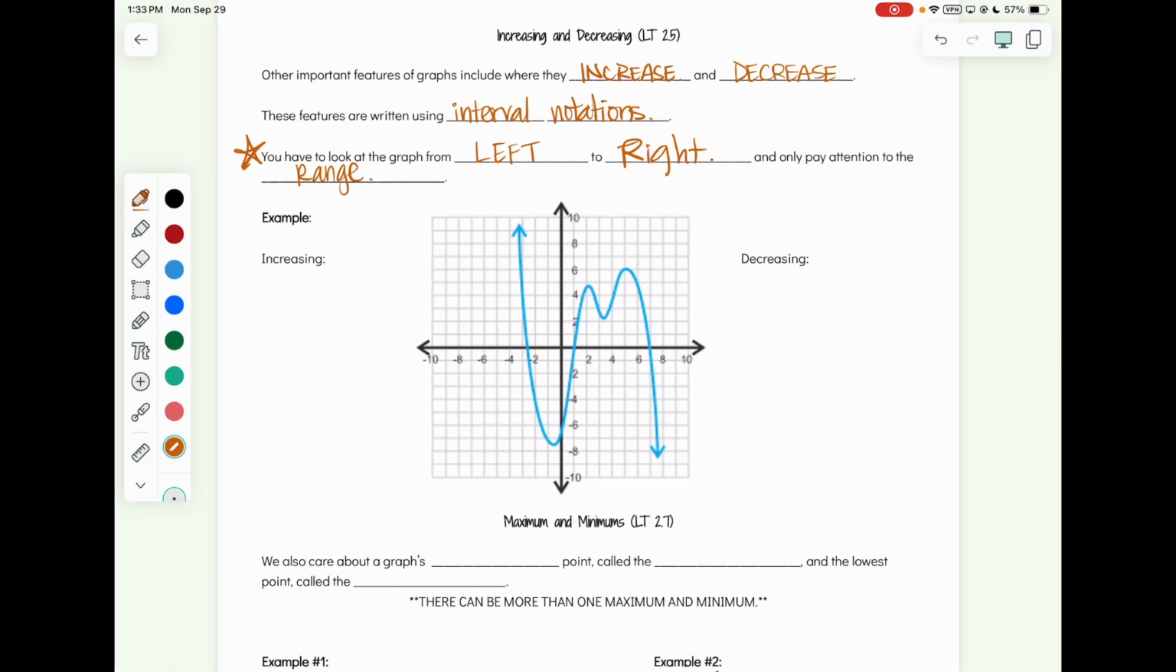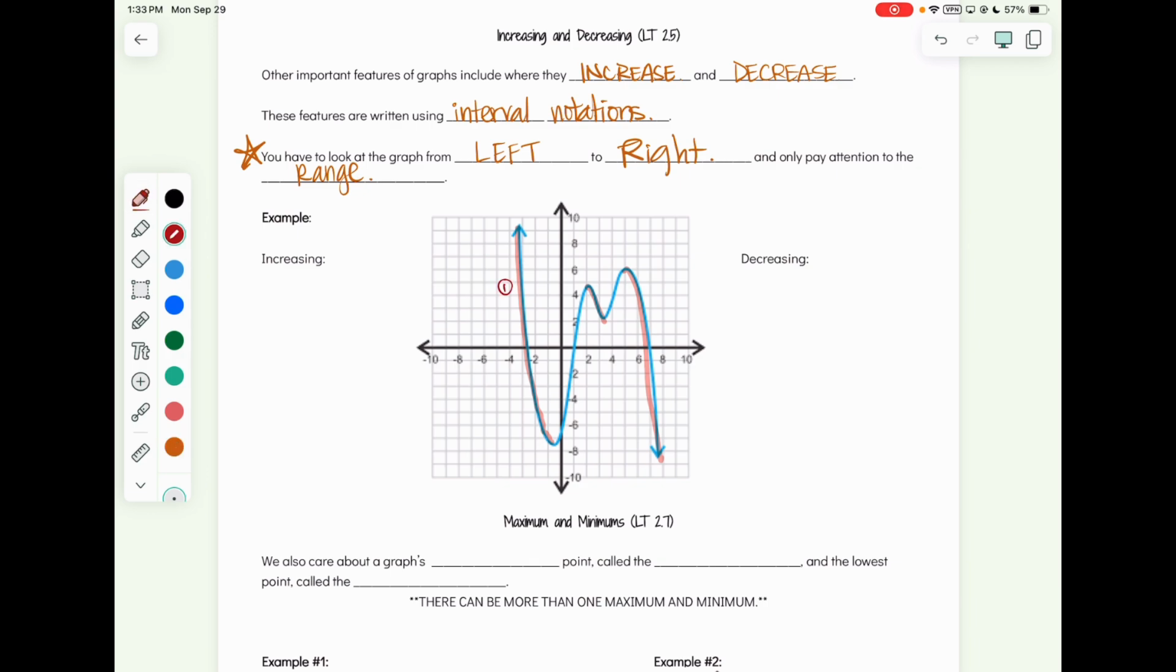So I'm going to highlight the parts you said were decreasing. Here's a decrease, and then here's a decrease, and then here's a decrease. Did I miss any decreases? No? Okay.